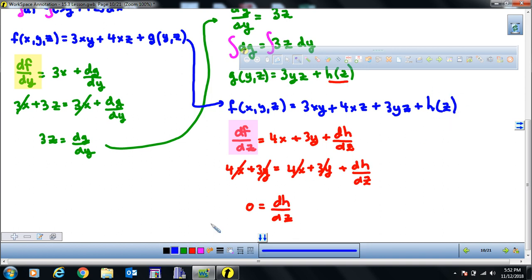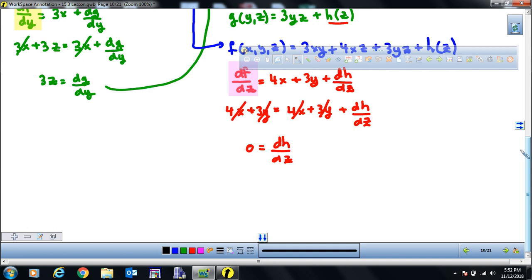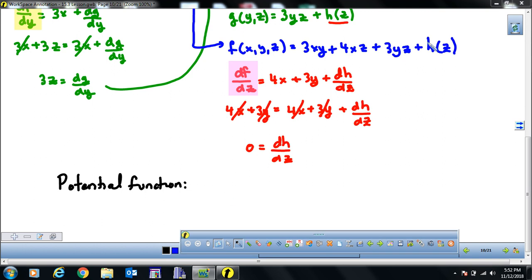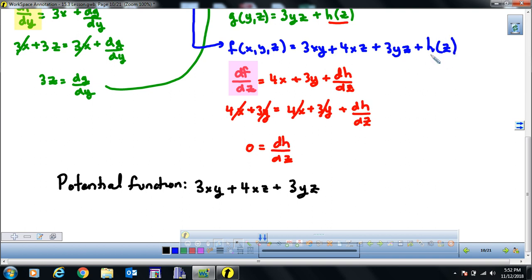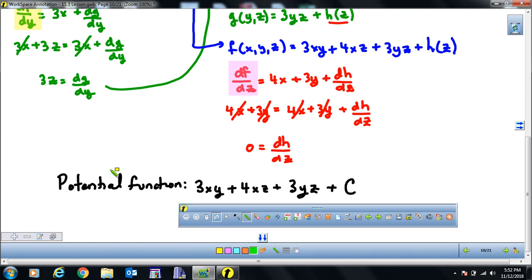So that means that this is our final answer. Ready? Our potential function, okay, is going to be this. Moving from the blue one, 3xy plus 4xz plus 3yz. Since this function does not depend on z right here, this last function h, then it would just be plus some constant c. And this is the potential function.